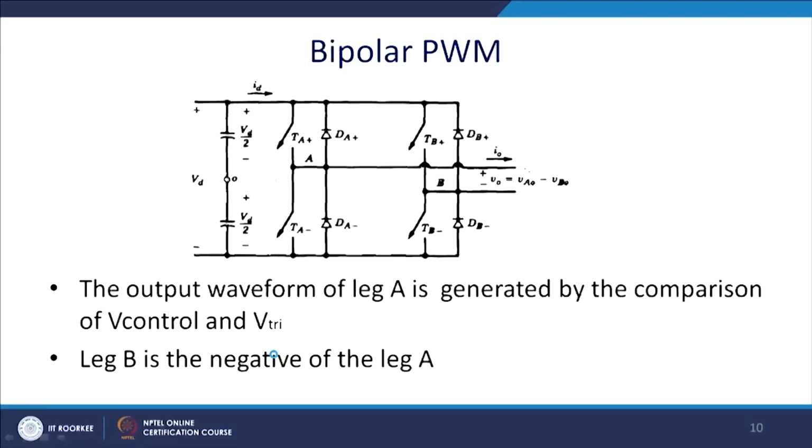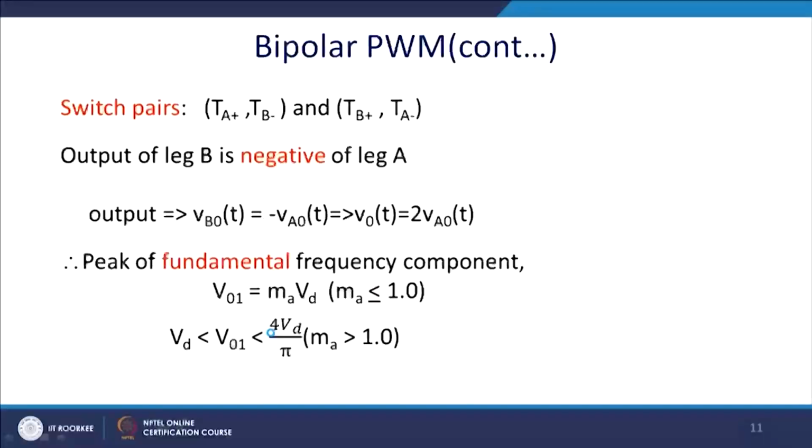Now, again let us go back to the same circuit and discuss bipolar PWM, which is the simplest PWM. The output voltage of leg A is generally a comparison between V control and Vtri, and leg B is the negative of leg A. Now, this is the bridge configuration. Now, what happens when the pair of switches are Ta minus, Tb plus and Tb minus, Ta plus.